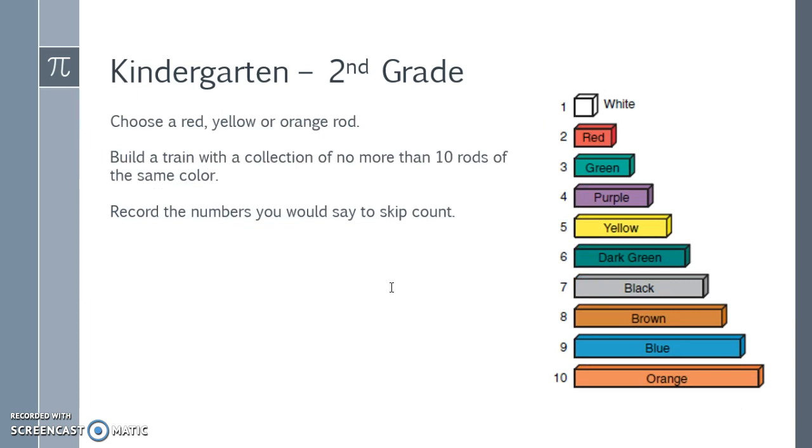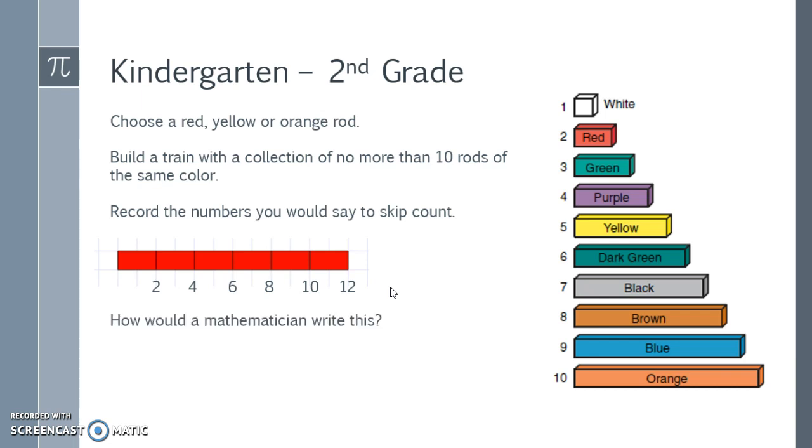Now, choose a red, yellow, or orange rod. Build a train with a collection of no more than 10 rods of the same color. So choose red, yellow, or orange and line them up end to end with no more than 10 of them of the same color. Record the numbers you would say to skip count. I'm going to choose red, and I'm going to line up, let's say, 6 of them. Knowing that reds are each worth 2, if I skip count I would get 2, 4, 6, 8, 10, 12. How would a mathematician write this?